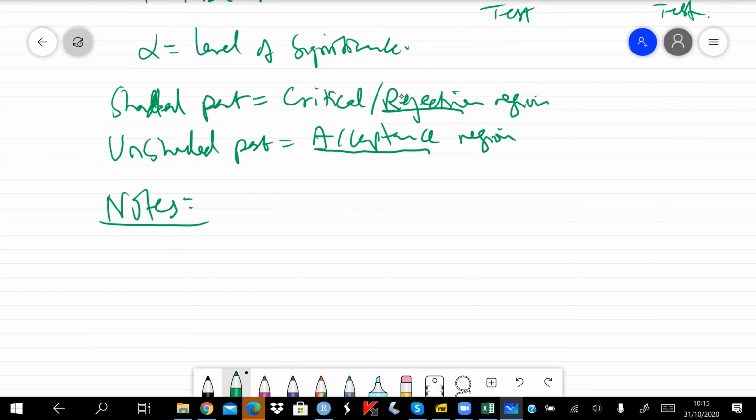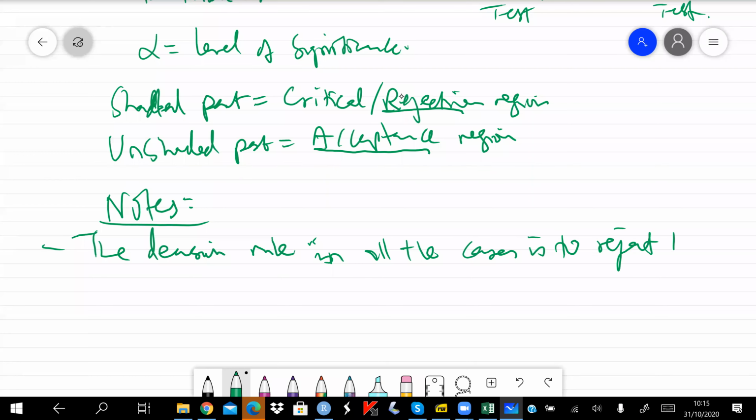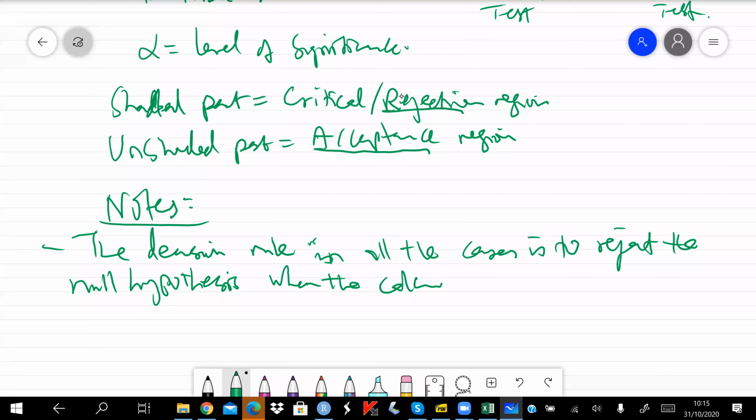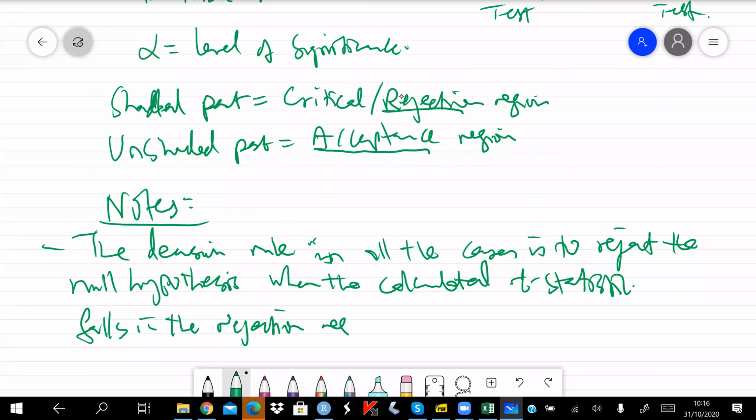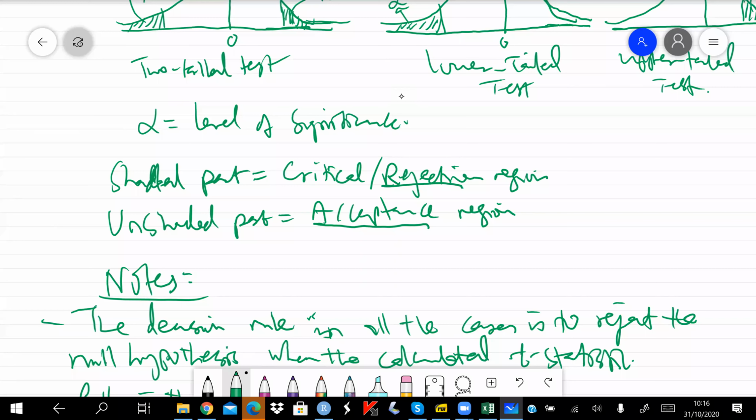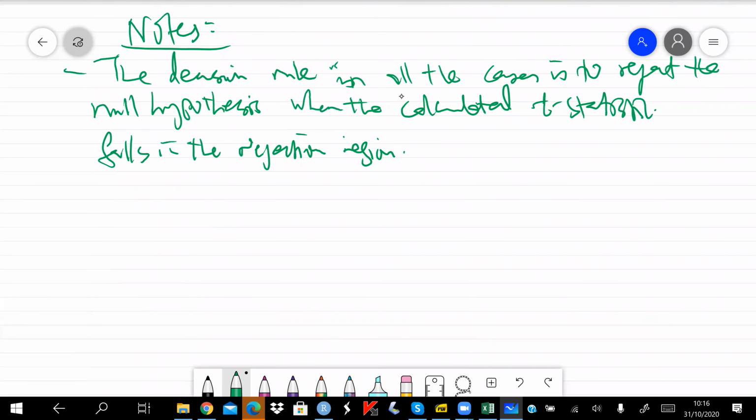So let's note the following. Number one is that the decision rule in all the cases is to reject the null hypothesis when the calculated t statistic falls in the rejection region. So if your calculated value of t falls in the shaded region, what we are calling the rejection region, you reject the null hypothesis.